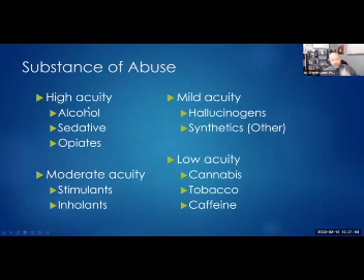So substance of abuse, we have kind of 4 different acuities, right? So high acuity is alcohol, sedatives, the sedative family. So that's your hypnotics, anxiolytics, and sedatives, and opiates. So these are high acuity for several reasons. One, alcohol and the sedative family, those 2 are the 2 that are physically, medically dangerous for the clients to go through. So they are going to need medical intervention.